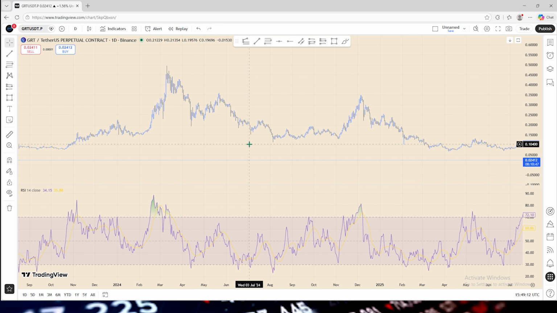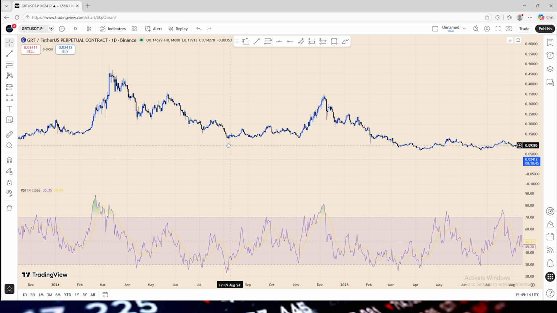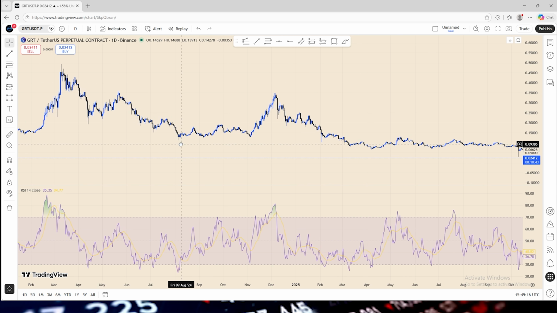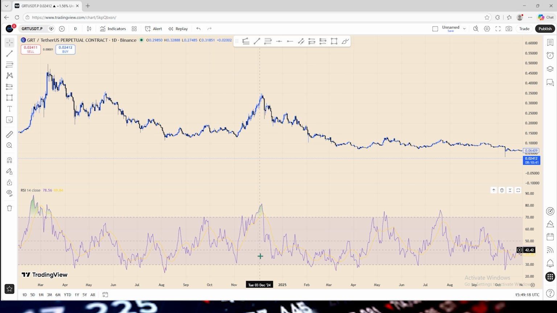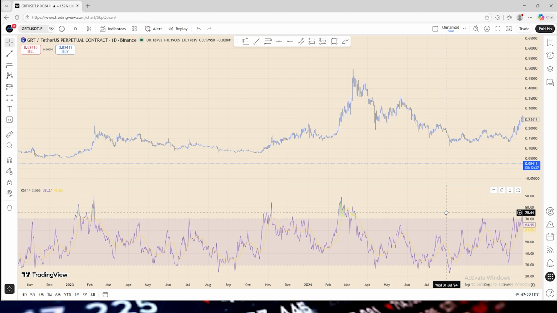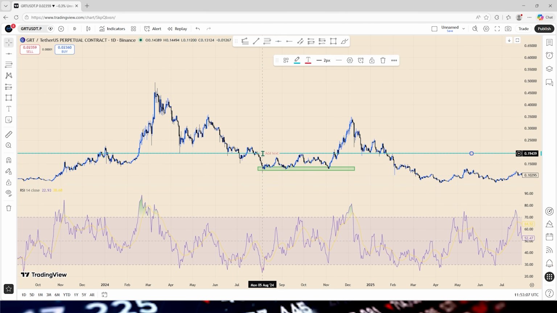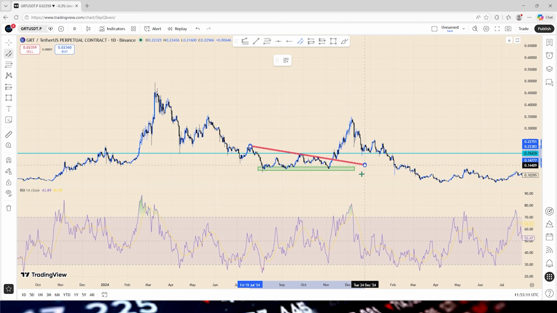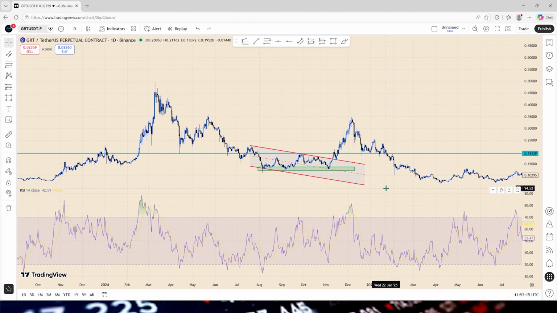So the important thing to understand is this. RSI helps you analyze the market. It's not something you depend on 100%. You should always combine it with support, resistance, trend, or market structure. That's how you increase your probability and avoid bad trades.